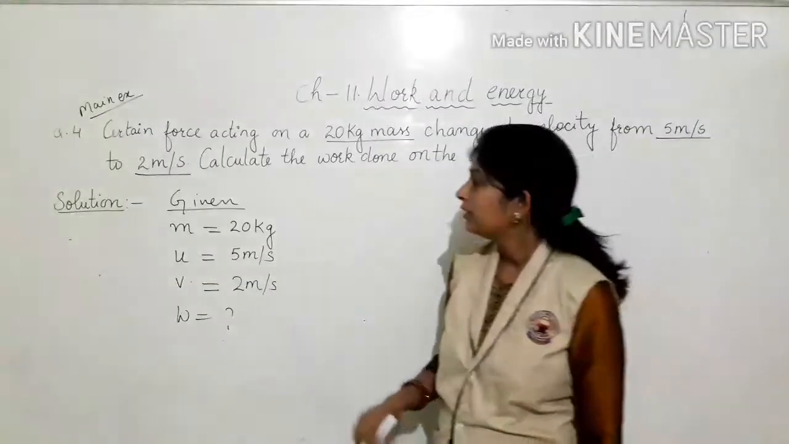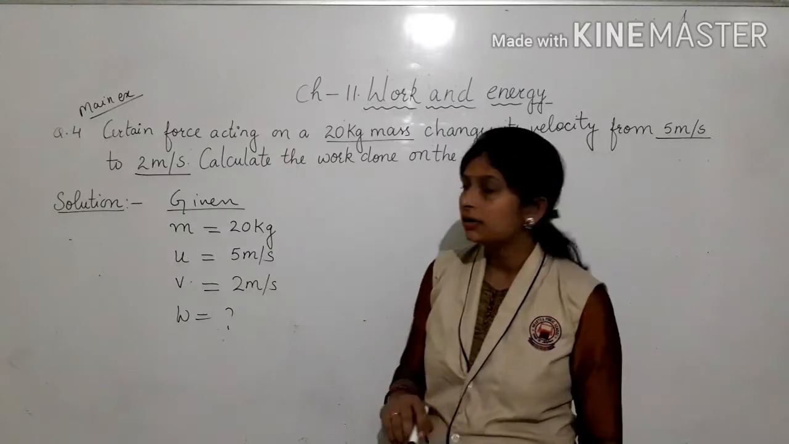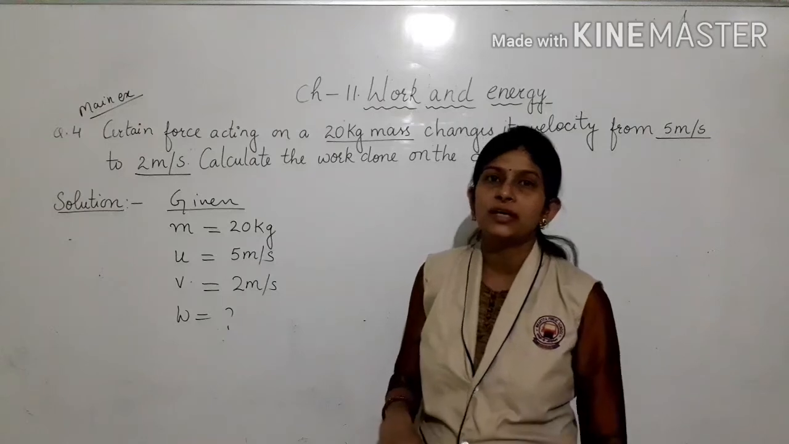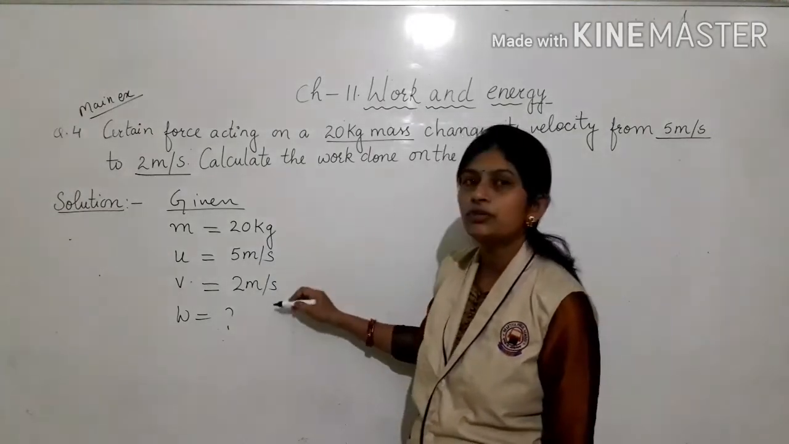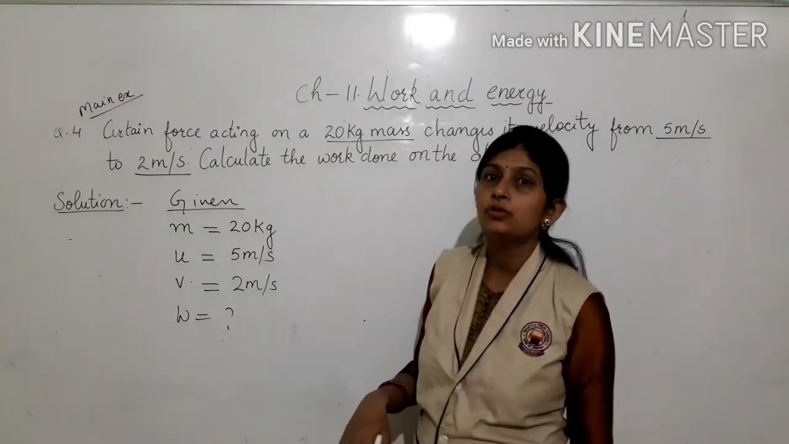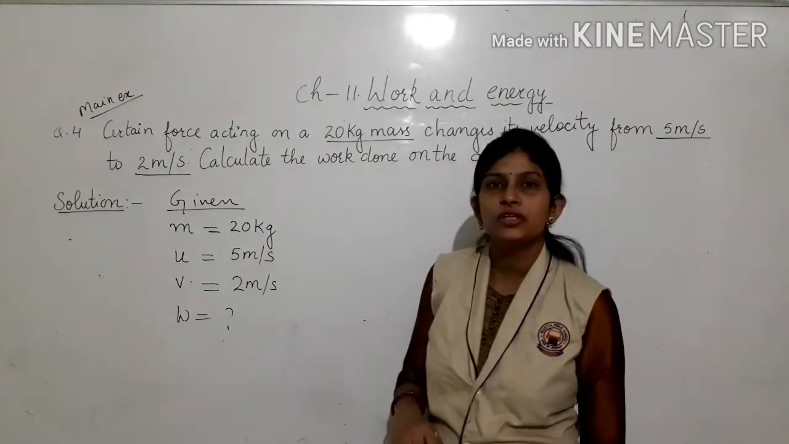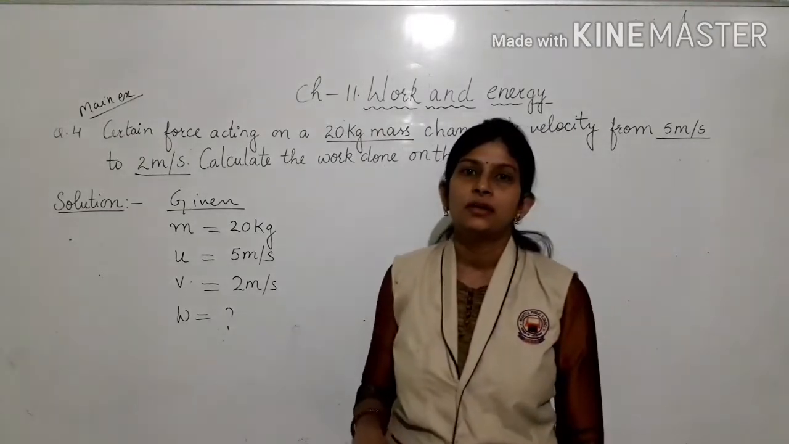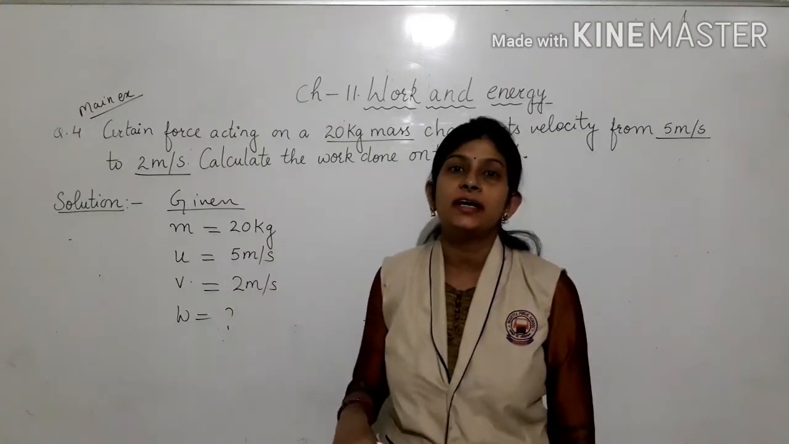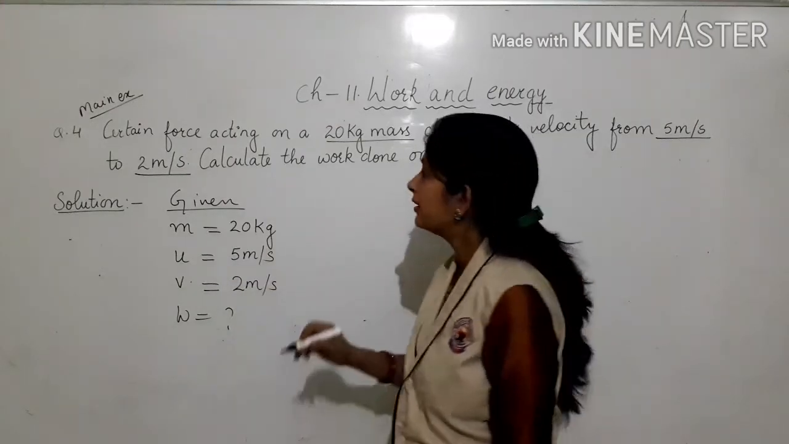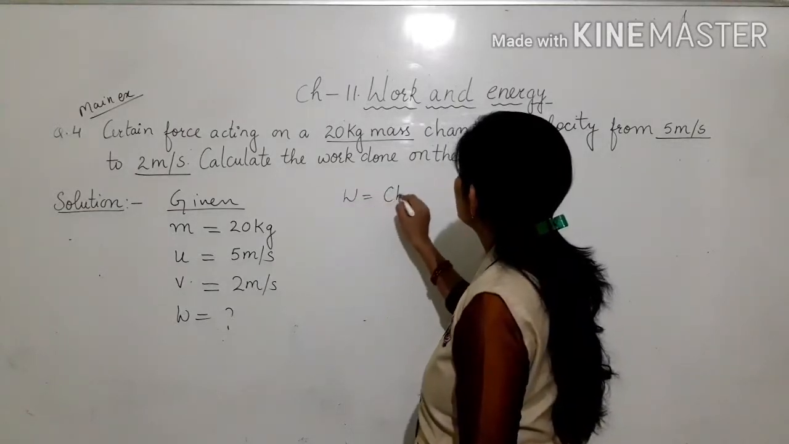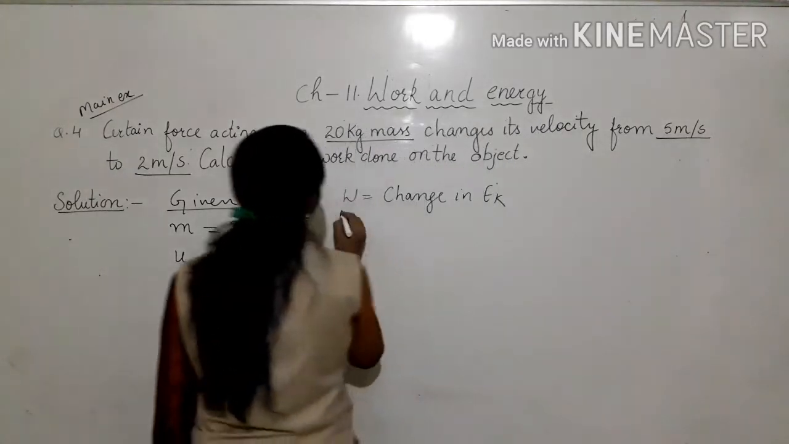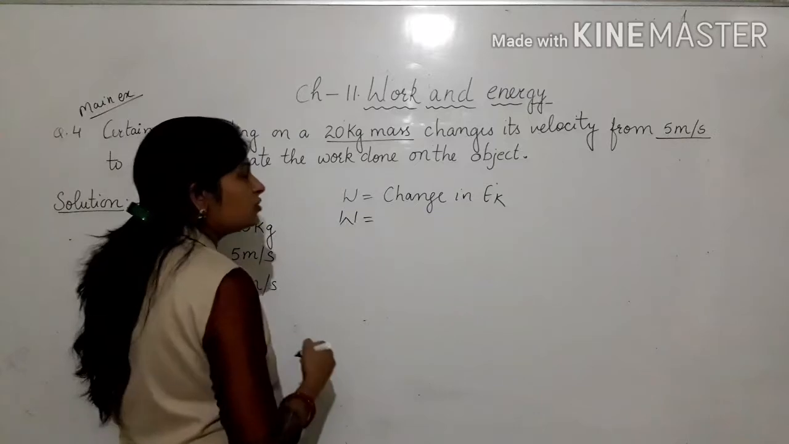How is that? Due to the work done on the object, the velocity of the object changes. It means due to the work, the kinetic energy of the object changes. Whatever work is done on the object, that much change in kinetic energy takes place. So we can write work is equal to change in kinetic energy.